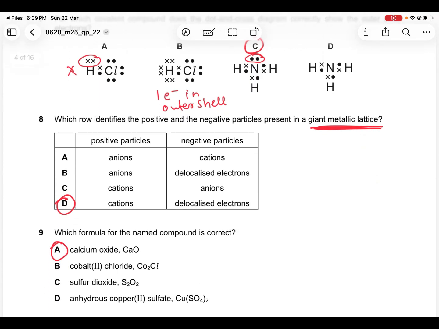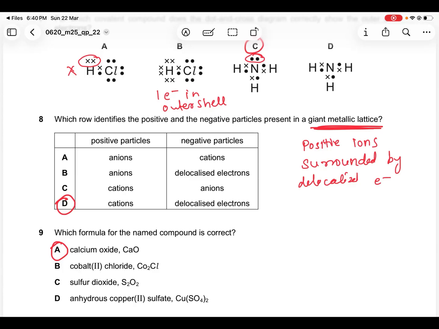Which row identifies the positive and the negative particles present in a giant metallic lattice? So, when we talk about metallic lattice, metal bonding is when there are positive ions surrounded by delocalized electrons. Okay, so the positive particles will be cations and the negative particles are the electrons itself and not anions. Students usually get confused in ionic bonding and metallic bonding.